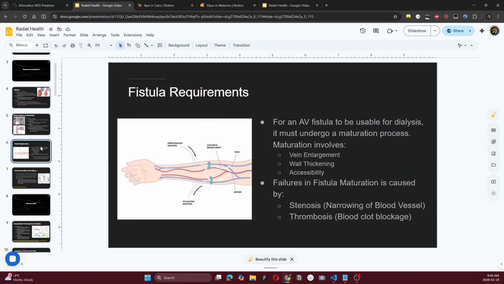So, for a fistula to work, it needs to undergo maturation. Maturation involves vein enlarging, wall thickening, and ease of accessibility. And there are two main reasons why fistulas fail. One is stenosis, the narrowing of the blood vessel, and the other is thrombosis, a blood clot blockage.